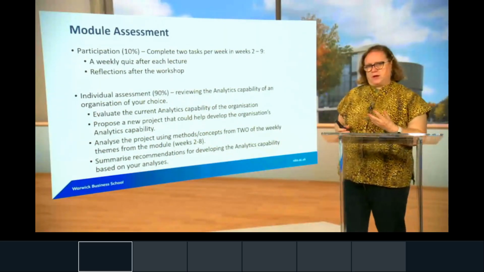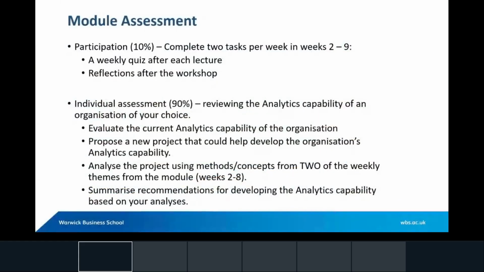And then you need to analyze your project using some of the content that we have done with you on the module. And then finally, you need to make some recommendations to say how your analytics capability can be improved, given the evaluation you conducted in the beginning and given the analysis and the project that you've just mentioned.